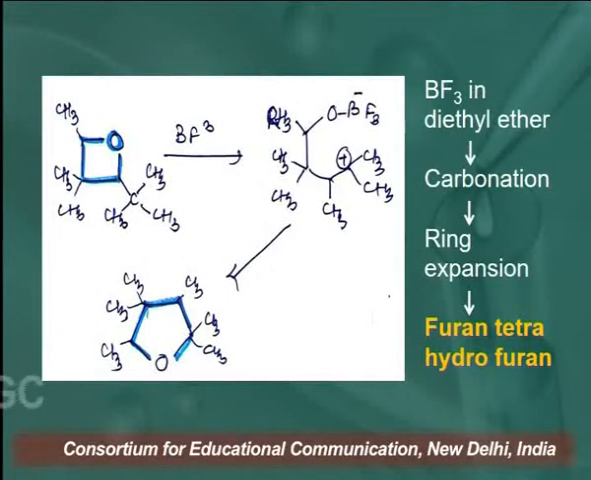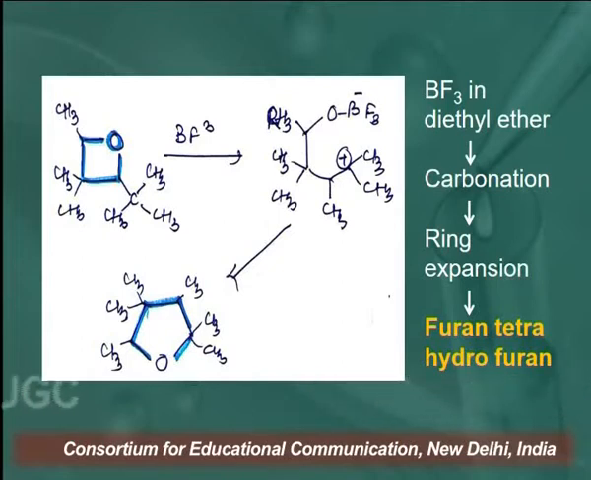Similarly, on your screen this is a 4-member ring. The 4-member ring is converted into 5-membered furan derivatives. The reaction takes place in the presence of BF3 and diethyl ether. After that we get a carbonium ion, and again the expansion of the ring takes place. The 4-member ring is converted, as you can see on your screen: ring opening, then ring closing.